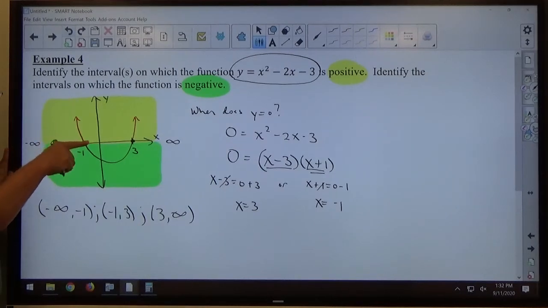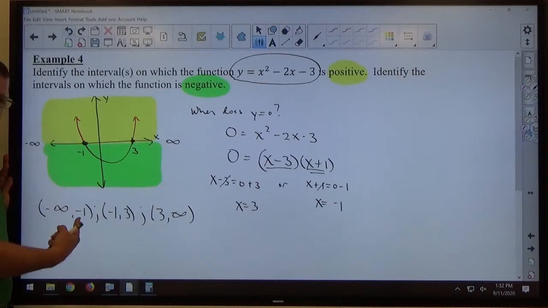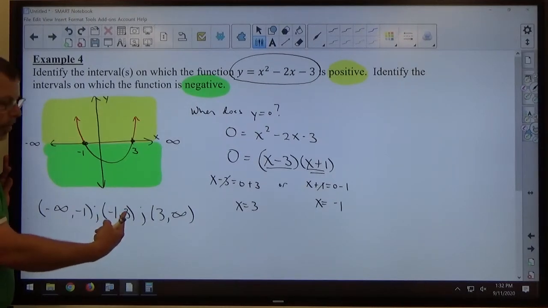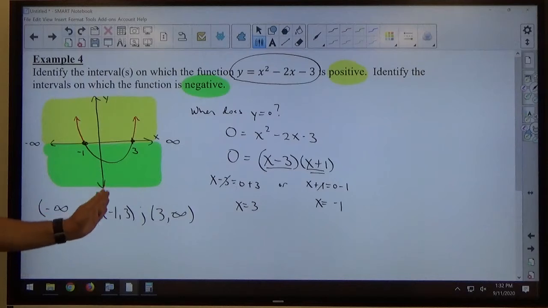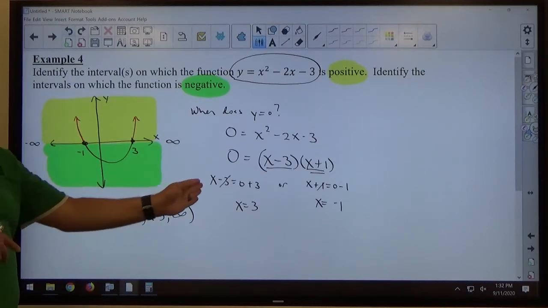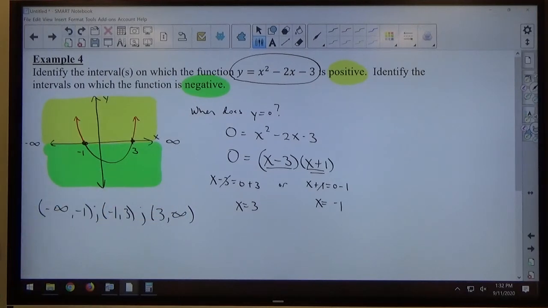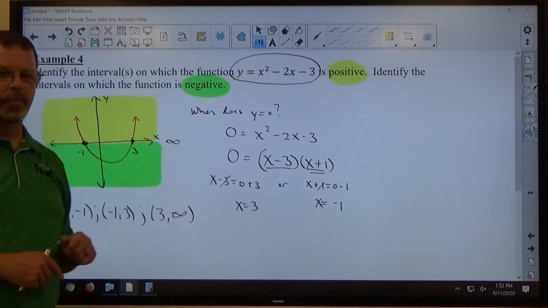So once you find your zeros, start at negative infinity, go to the first one, the smallest one, then go from there to the next biggest one, and once you hit the biggest one, go from there to infinity. I've only got 2 zeros in this case, so negative infinity to the smallest, -1, -1 to the biggest, 3, and 3 to infinity. So you make 3 intervals when you get 2 zeros.